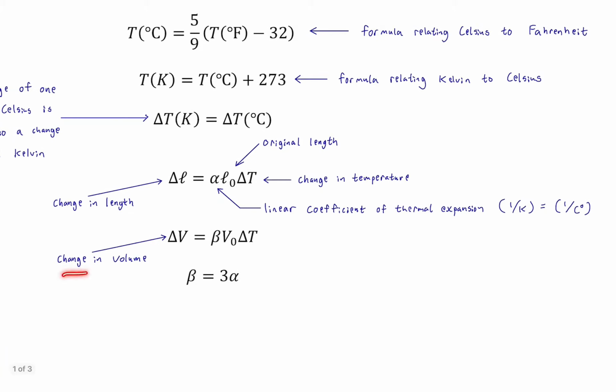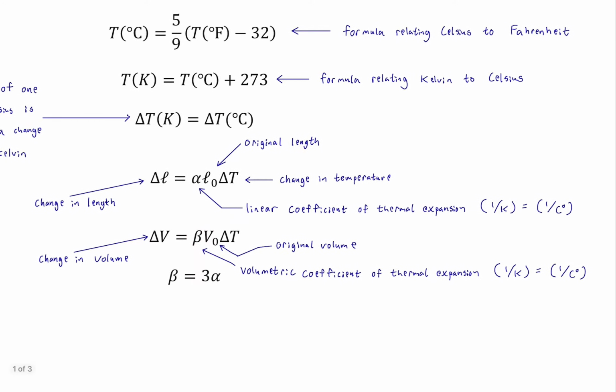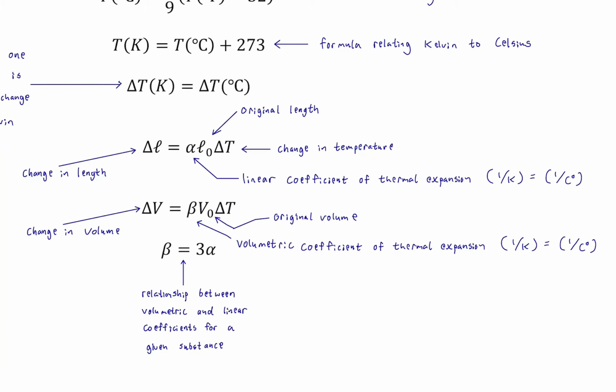This is the change in volume. This is the original volume. Change in temperature, still change in temperature. And now we have a coefficient called beta instead of alpha, which is the volumetric coefficient of thermal expansion. Same units, okay? Now, if we want to relate beta to alpha for a given substance, beta is 3 times alpha, not alpha cubed, okay?